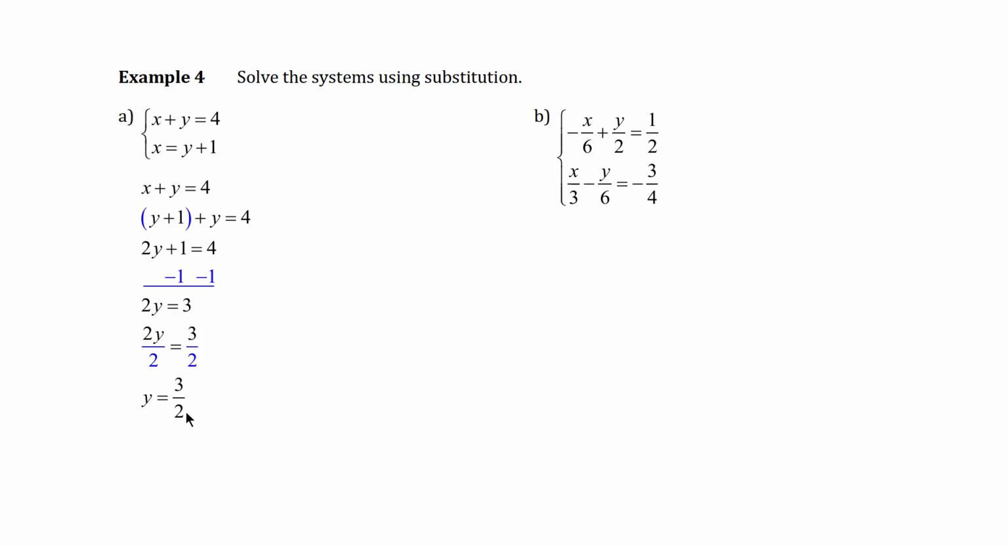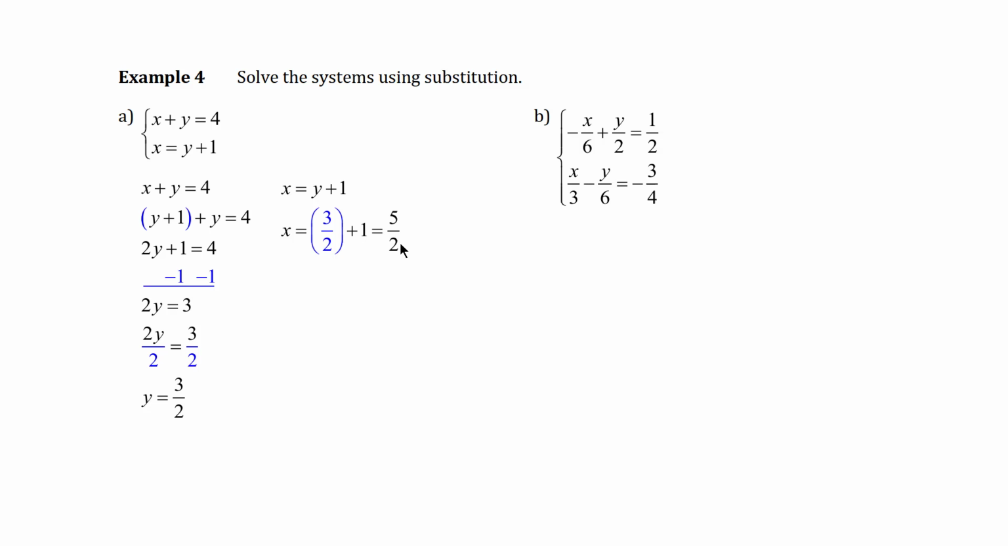Next, we can move on to step number 4, which is substitute the value of the second variable into any of the original equations. I'm going to substitute in my y equals 3 halves into the second equation because it's already solved for x. Replacing y with 3 over 2, we get x is equal to 3 over 2 plus 1, which equals 5 over 2.